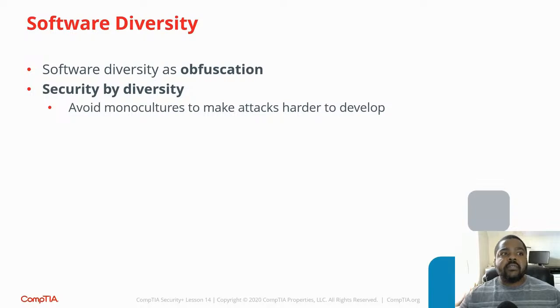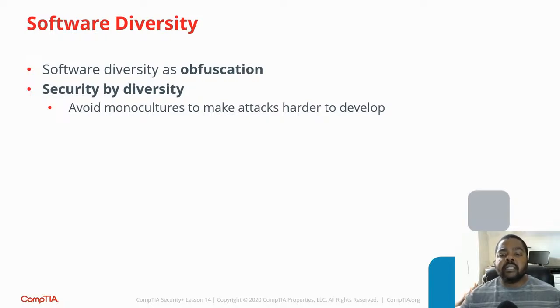Now let's talk about software diversity. This is having some type of obfuscation when it comes to the different types of software that you have in your environment. You don't want to make everything so Microsoft driven or Cisco driven. We don't want to be an Apple shop altogether. We want to have bits and pieces of it.